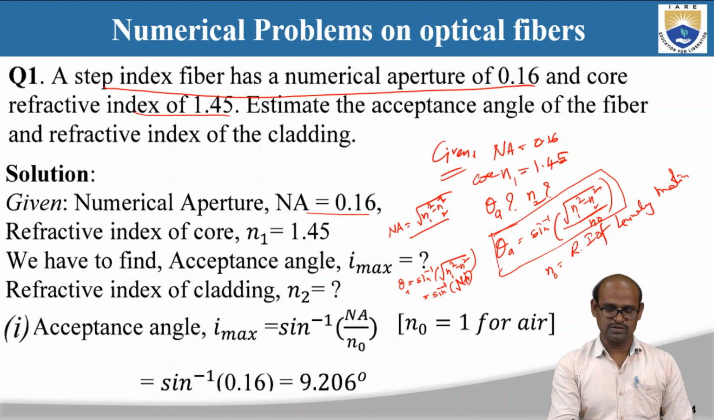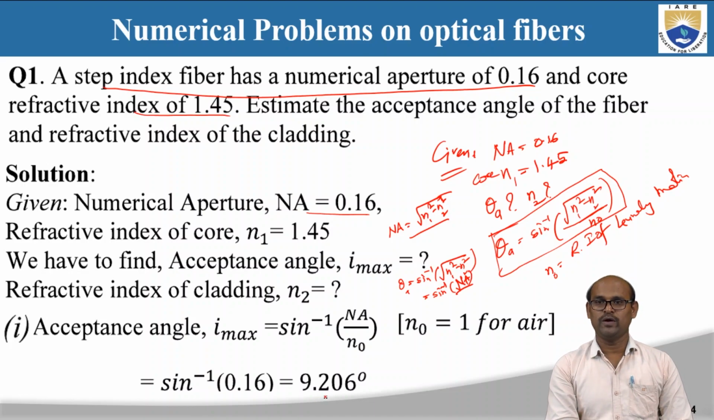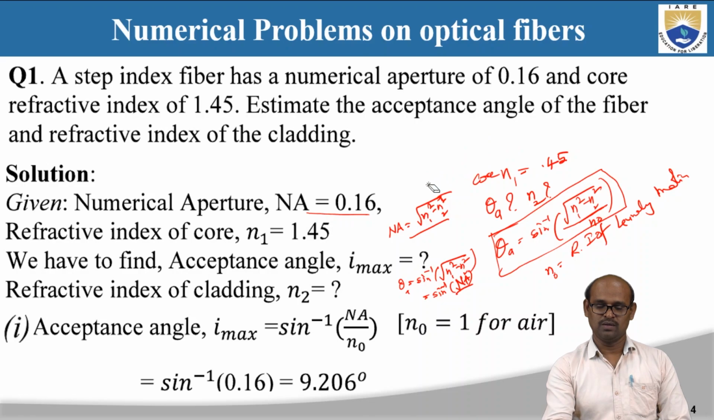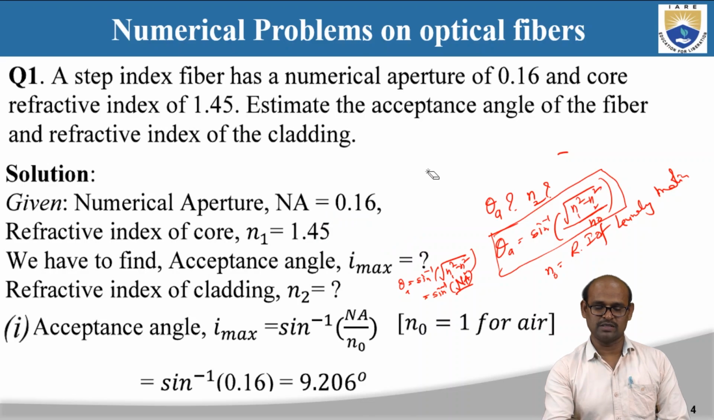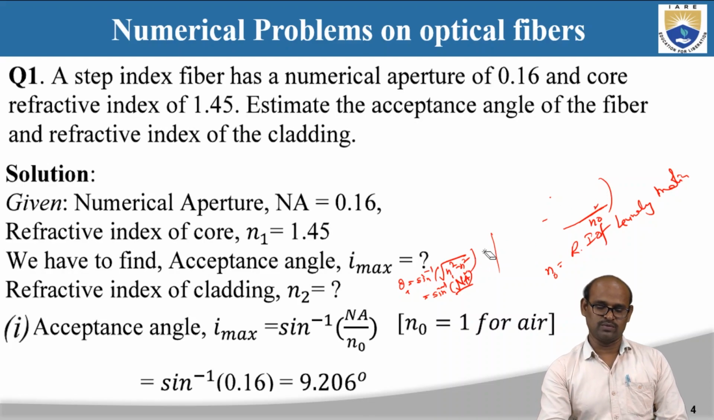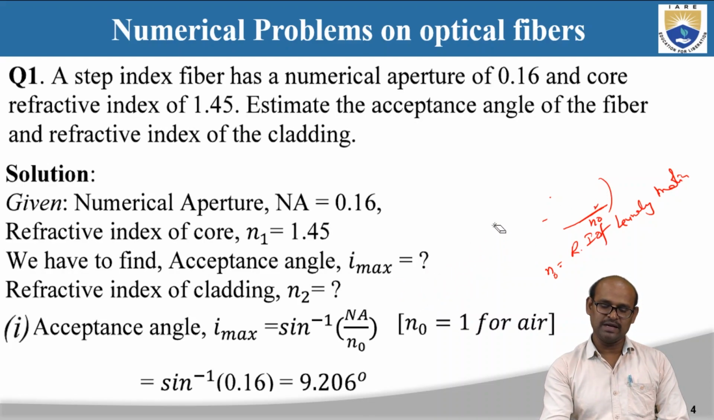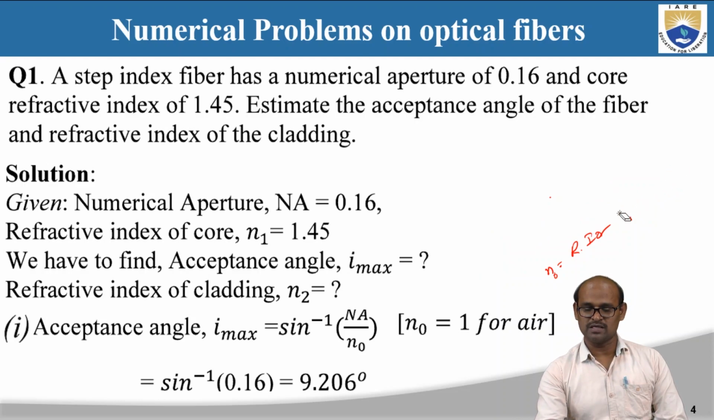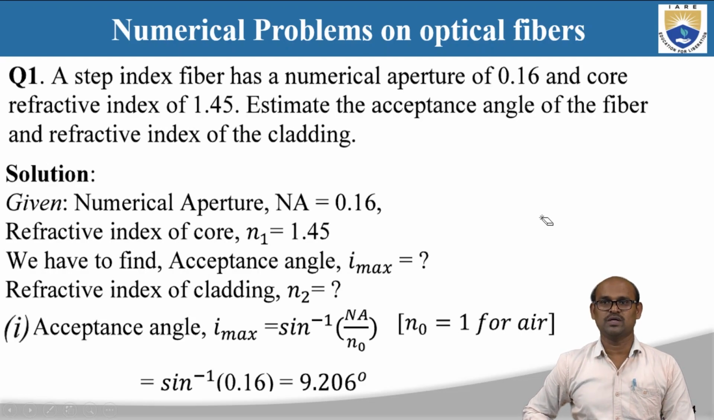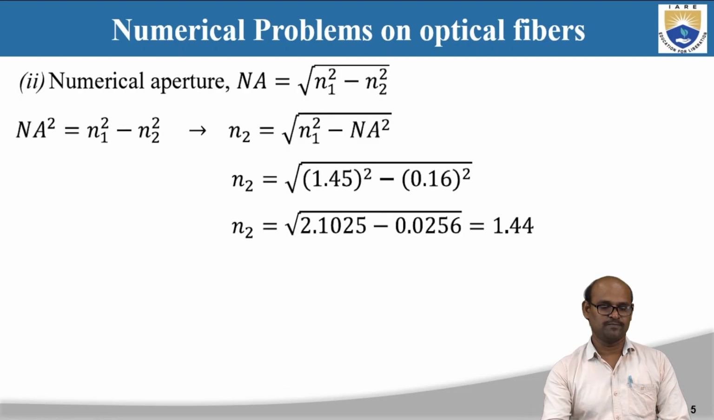They have given the numerical aperture, so substitute this value. Sine inverse of 0.16 is 9.206 degrees. Now we have calculated the acceptance angle for this fiber with a numerical aperture of 0.16. Without knowing the refractive index of the cladding, we could calculate the acceptance angle because they have given us the numerical aperture, which we directly substituted in the formula.